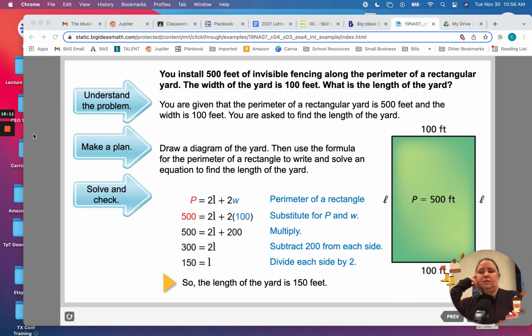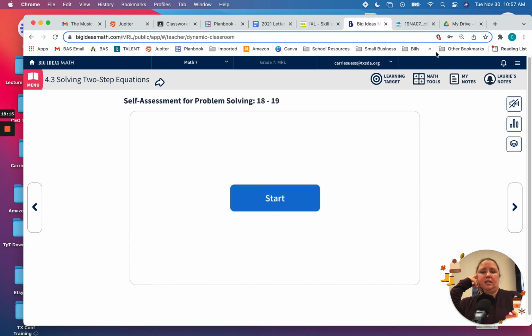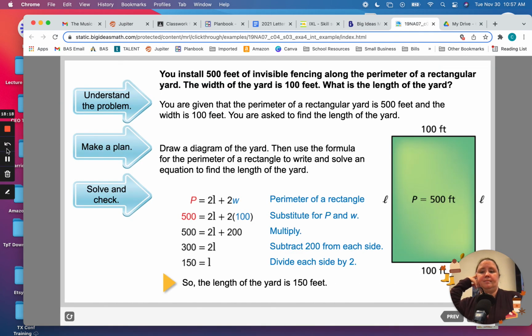All right, so make sure you finish all of the try-its and self-assess all the way to 19, okay? Okay, if you don't finish it today, make sure you do it at home, okay?